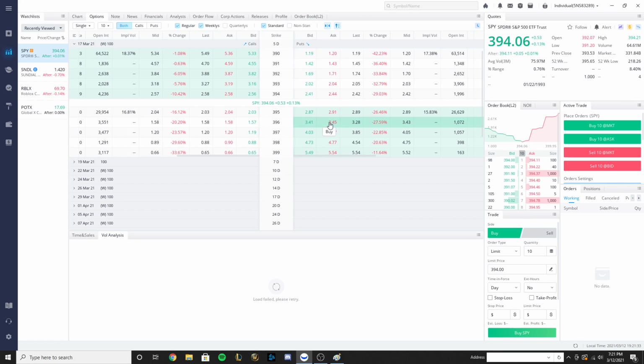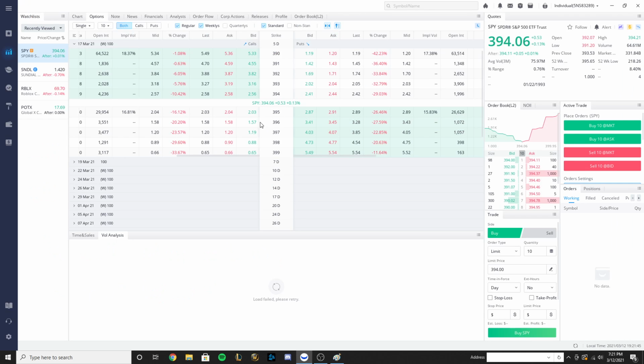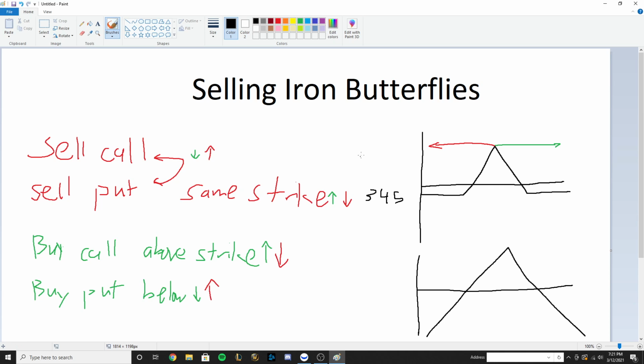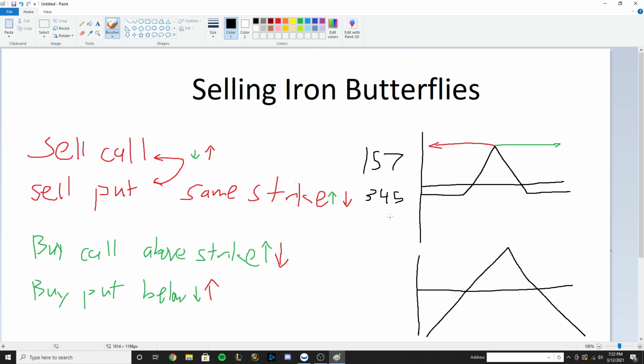So this is $3.45 and this is $157. So basically we're selling these, right? 157. It's actually 341, isn't it? It's 341, not 345. 341.